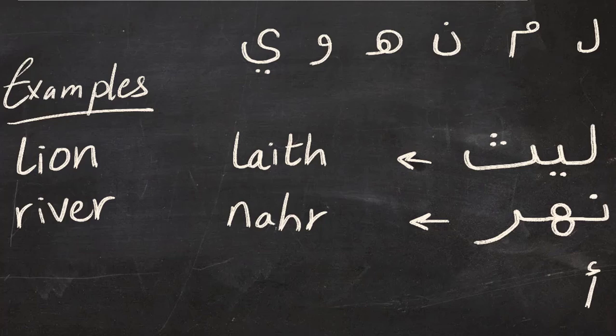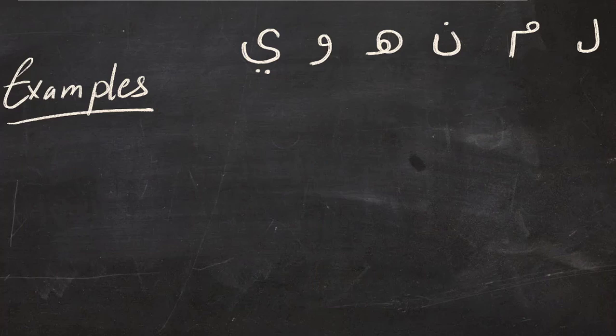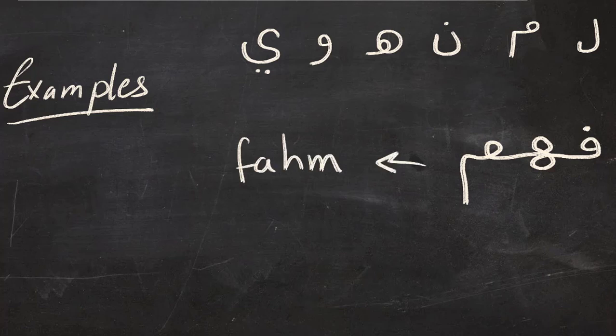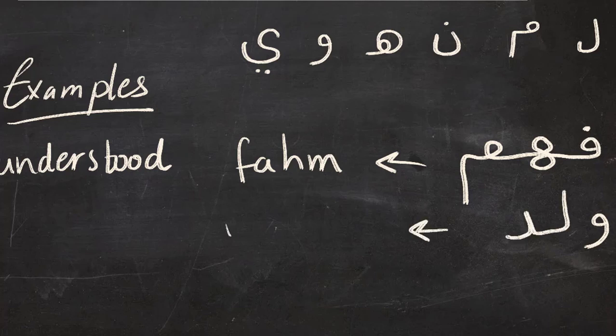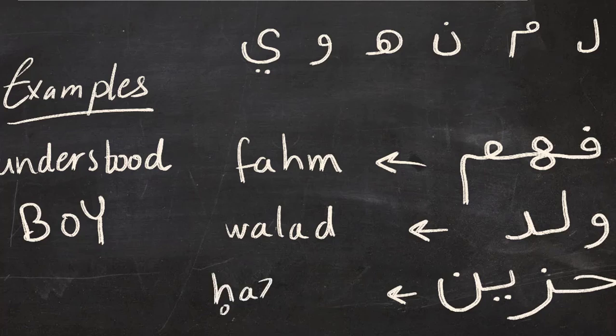The following example is akal. Akal means ate. Another set of examples: fahm. Fahm means understood. Next example is walad. Walad means boy. Last example is hazeen. As you can see, I'm using the H with a little circle under it to show you that it is the ha sound, and hazeen means sad.